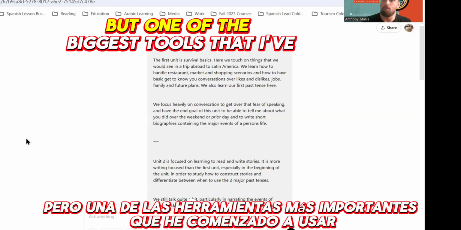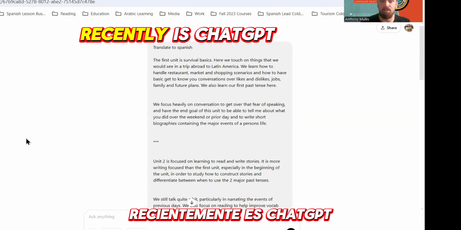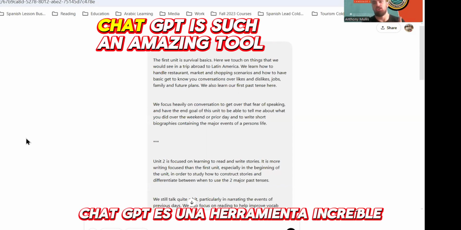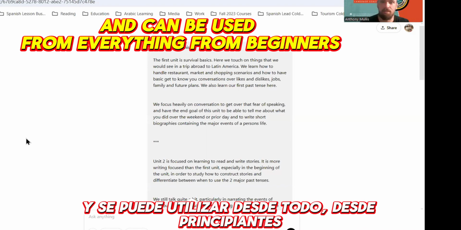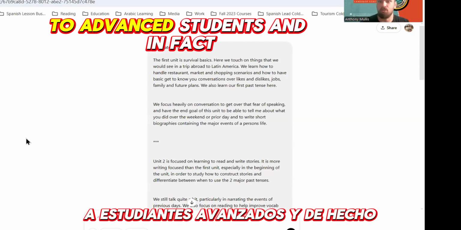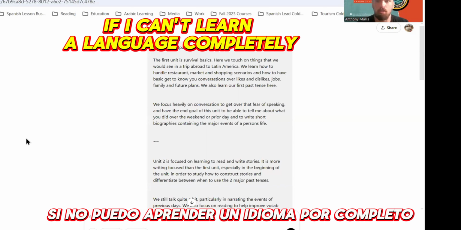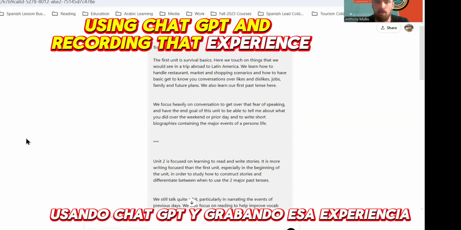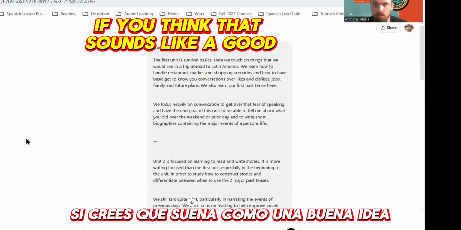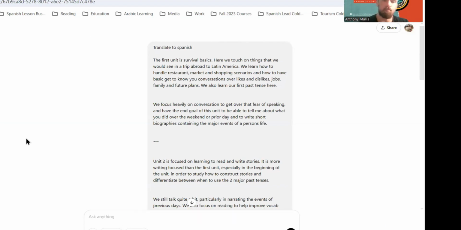But one of the biggest tools that I've started to use recently is ChatGPT. ChatGPT is such an amazing tool. It can be used from everything from beginners to advanced students. And in fact, I'm kind of considering the challenge of seeing if I can learn a language completely using ChatGPT and recording that experience. So if you think that sounds like a good idea, leave a comment down below.